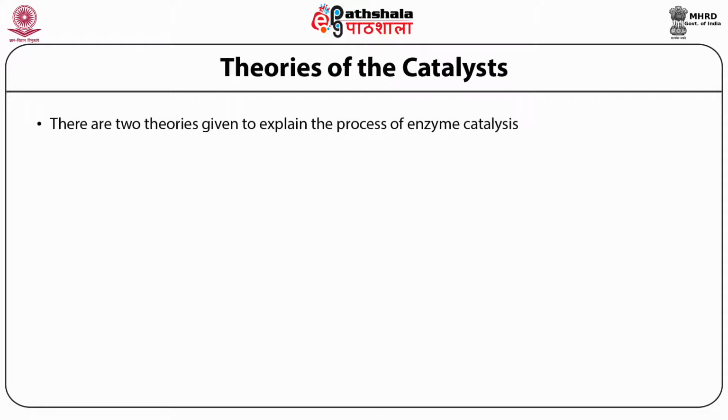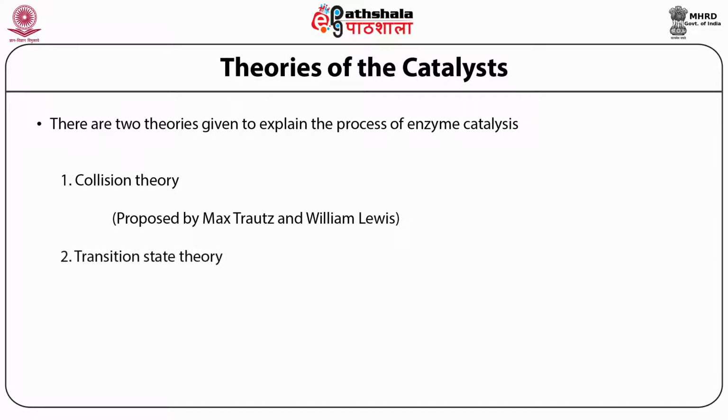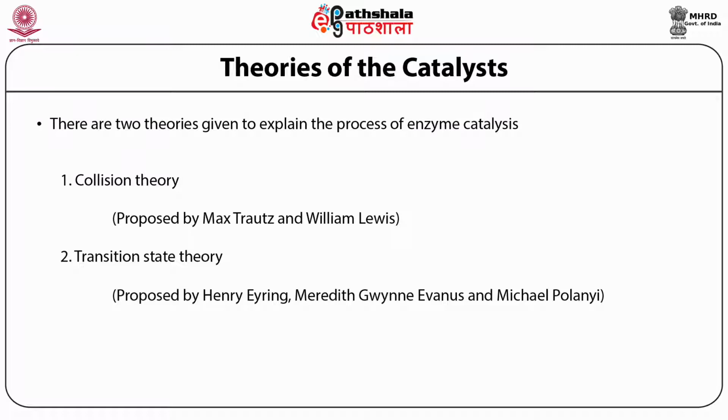There are two theories that are given to explain the process of enzyme catalysis. The first theory is collision theory, proposed by Strauss and Lewis, which is based on collision between reactant molecules. The second theory is transition state theory, which is proposed by Eyring, Evans, and Polanyi. And this theory is based on the formation of a transition state during the conversion of reactant into the product. So we will discuss each theory one by one. We will also discuss the significances and limitations of the different theories.